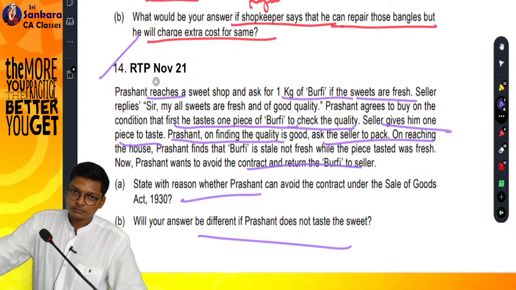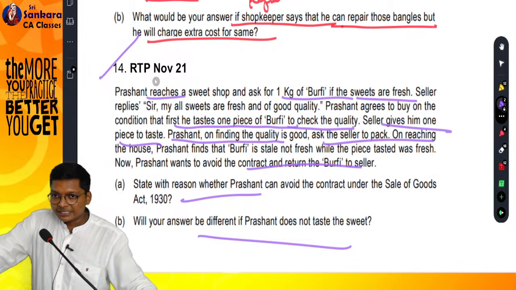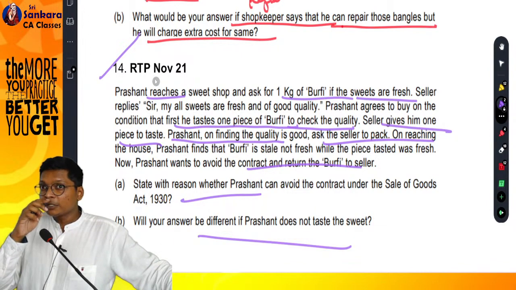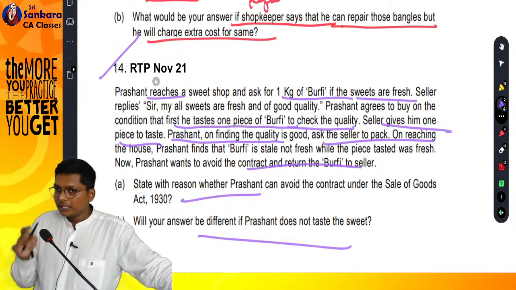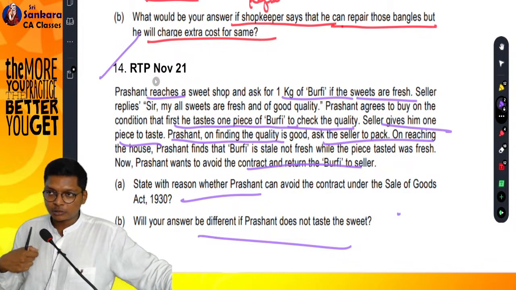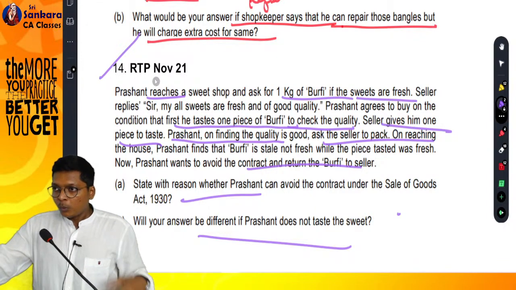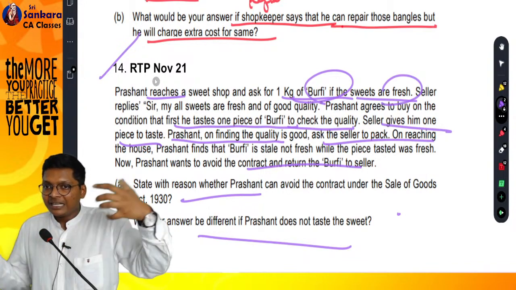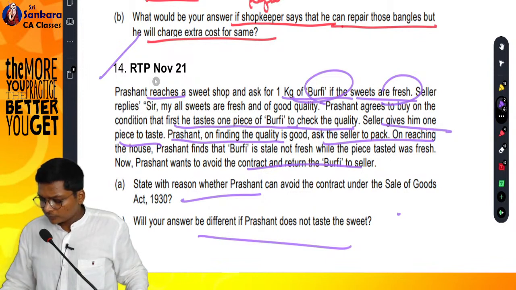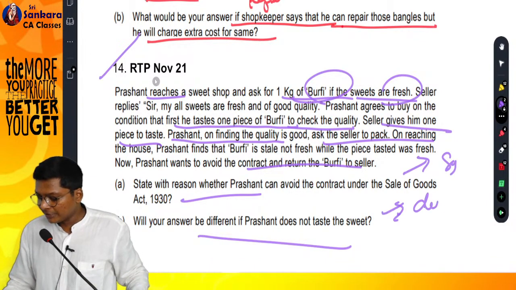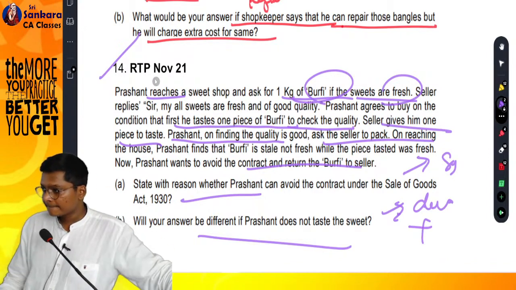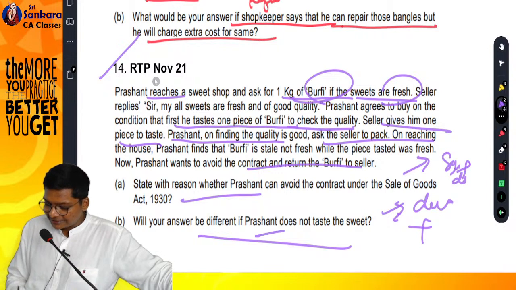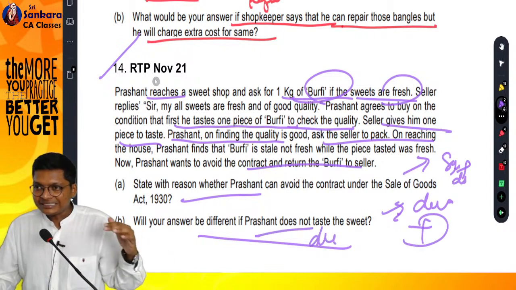What if he is not tasting? He is not tasting. Sale by sample does not come. Merchantable quality is not for food, it is for other products. Here, either you can write wholesomeness or sale by description. What description did I ask for? Barfi sweets are fresh. The shopkeeper told sweets are fresh. Description matched, actual goods are not matching. So first point I'll write sample, second point I'll write description. Plus you can write sample as well as description. Wholesomeness, additionally you can write.